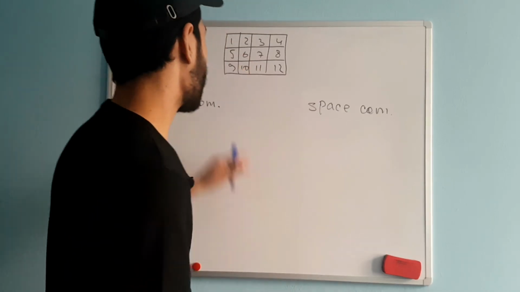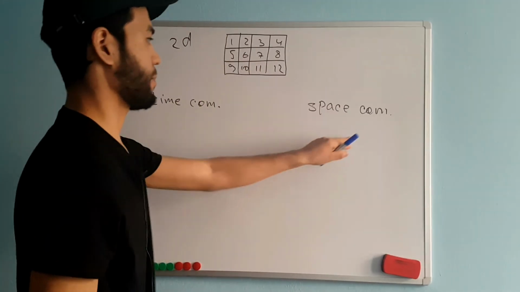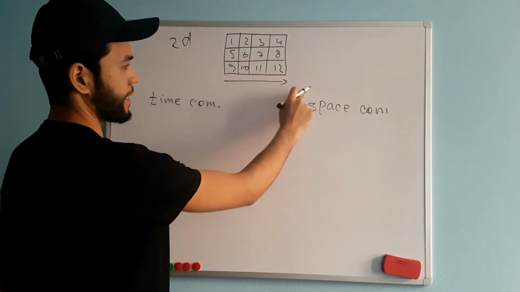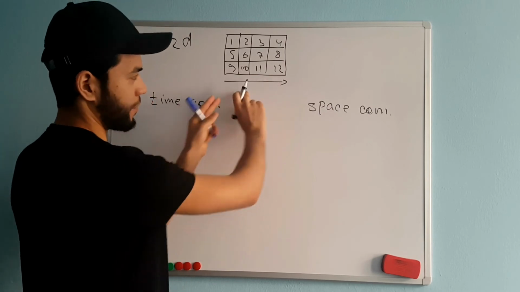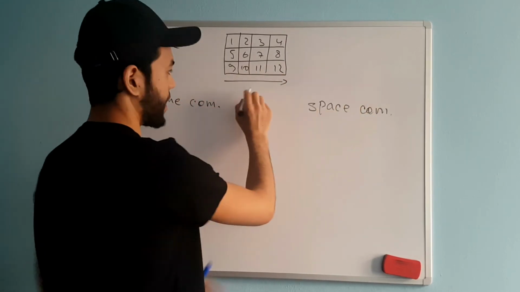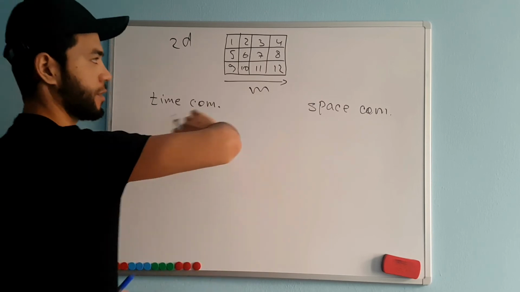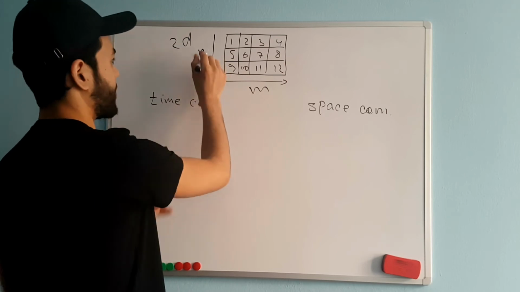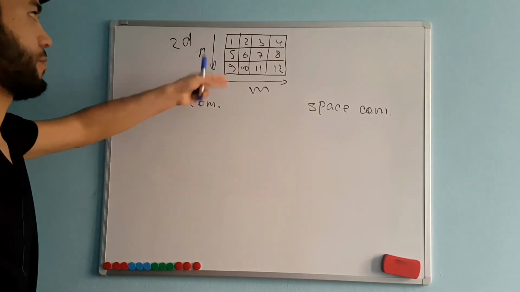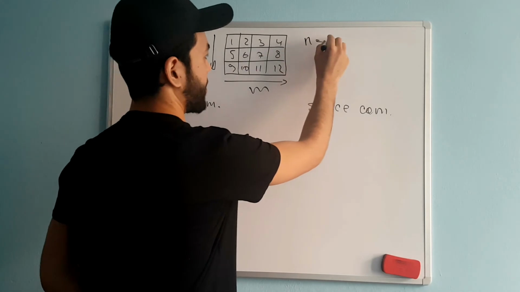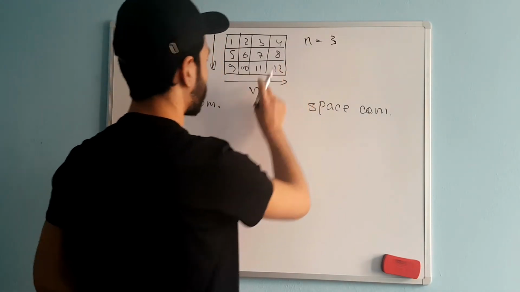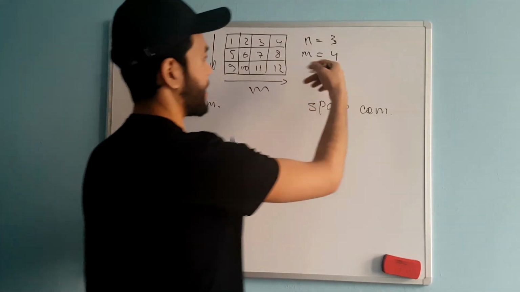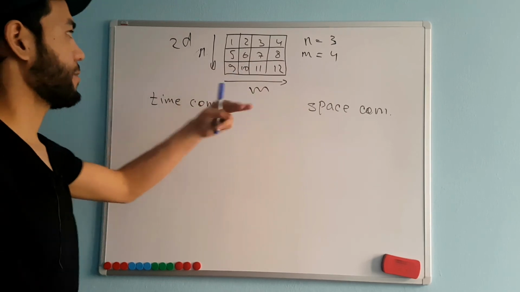Okay, we'll see the time and space complexity of two-dimensional arrays. Firstly, the columns can be m, which could be infinite maybe, and rows can also be n. In this case, we have n equal to 3 and m equal to 4. n and m can be different, but we have n and m.